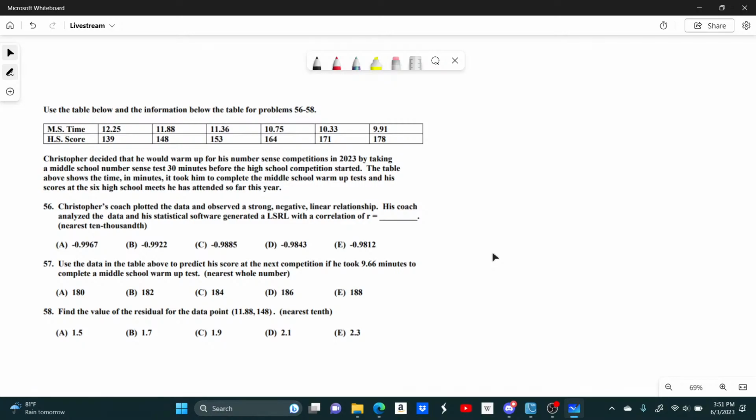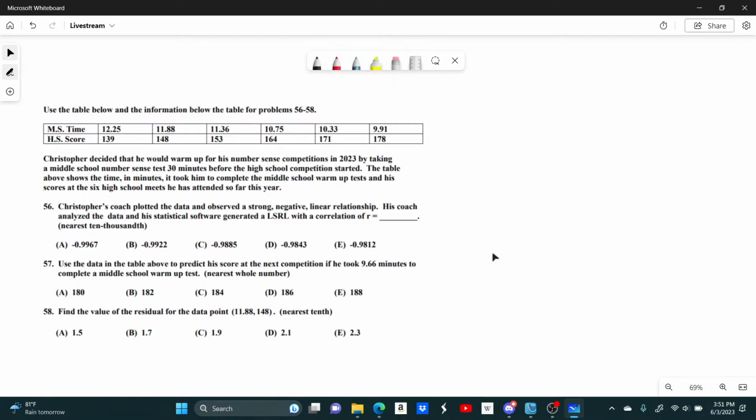Okay, let's go back to this 56. All right, just a reminder, we're taking a middle school test, timing it, and finding out what the high school score would be. Give me just one second so I don't have to keep referencing back. Okay, so he plotted the data and observed a strong negative linear relationship.